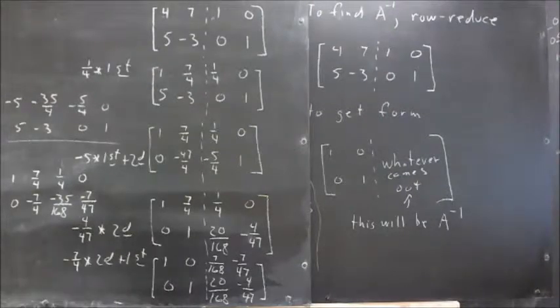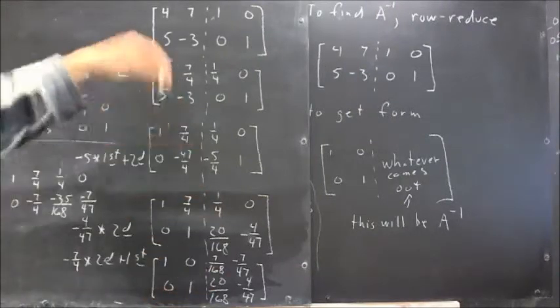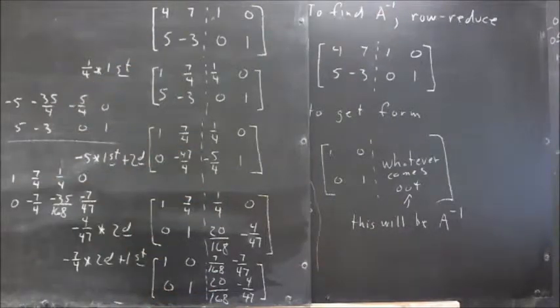Now, in the next clip, first of all, I'm going to stop and check this and make sure I did all the arithmetic correctly. But then we're going to apply this, the inverse matrix. We're going to multiply it by that column vector and get our solution.